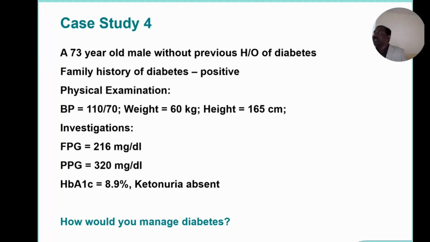See, the fasting is very high. Postprandial is also very high. HbA1c 8.9. Is there any role of injectable semaglutide? Is there any role of metformin here? Is there a role of sulfonylureas here? There is a role of sulfonylurea here. Because of insulin deficiency, so very high blood sugars. So start using the sulfonylurea.